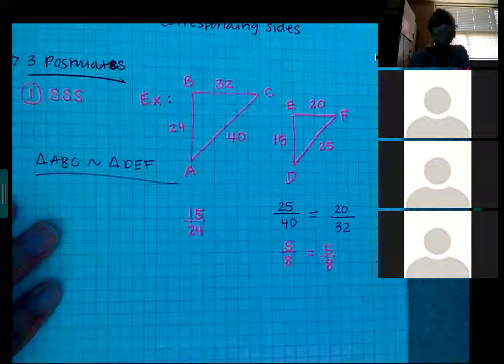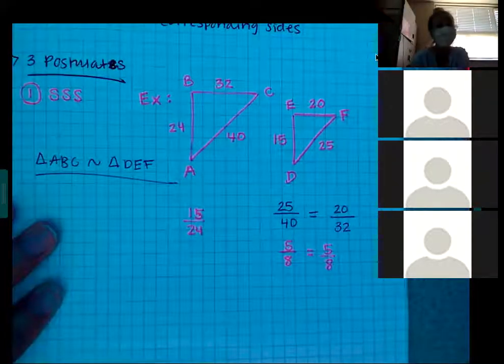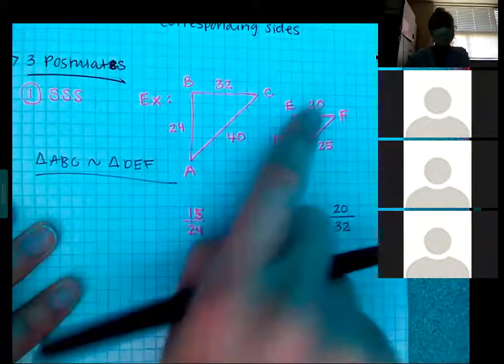So if I give you all 3 sides, you're setting up proportions and reducing to make sure they all have the same ratio. Does that make sense? You'll see me put the smaller sides on top and the bigger corresponding ones on the bottom, just because that's what I'm used to simplify, okay? But it does not matter. You could have put 24 over 15. You could have done it backwards.